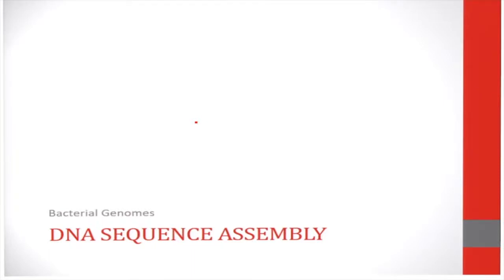The next step involves DNA sequence assembly. Once raw data is obtained from the sequencer, it needs to be assembled in order to generate information pertaining to the genome. We will depict how a basic bacterial genome sequence is assembled.